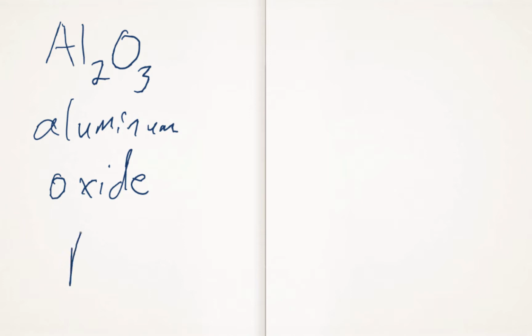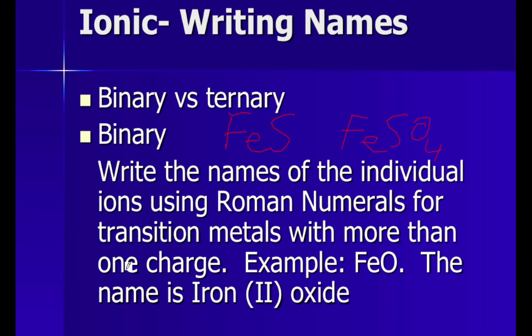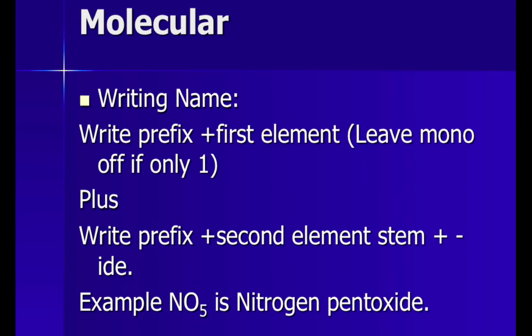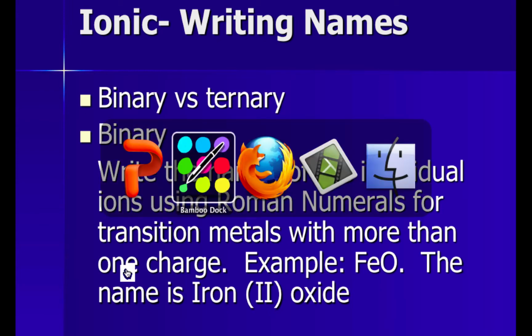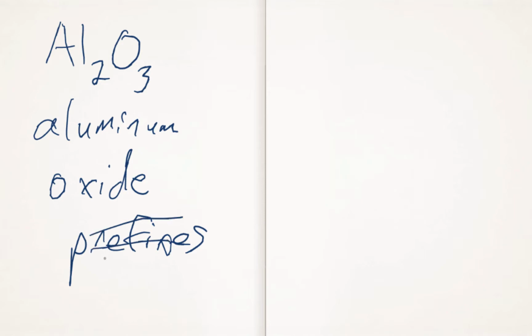I know what you're asking. Some of you are going like, wait a minute, what about prefixes? Aren't we supposed to say dialuminum trioxide? No, you're not. Well, why not? Well, let's go back and look one more time. If it's molecular stuff, two nonmetals, then you use prefixes. If it's ionic stuff, you don't use prefixes. Remember how I said you had to know whether it's ionic or molecular? That's why. That's aluminum oxide, no prefixes.